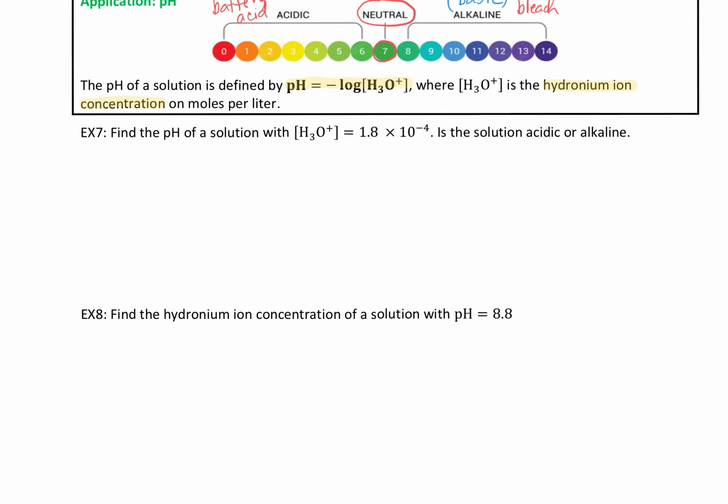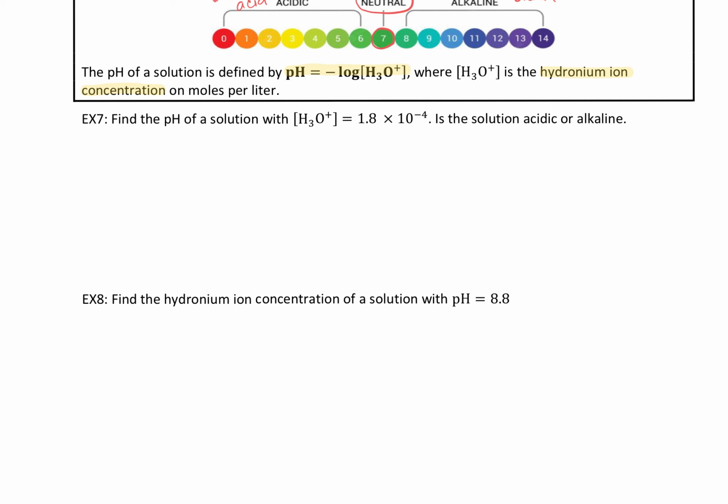In example 7, it says find the pH of a solution where the hydronium ion concentration is equal to 1.8 times 10 to the negative 4. And then we want to know, is the solution acidic or alkaline? All we have to do is use the formula.